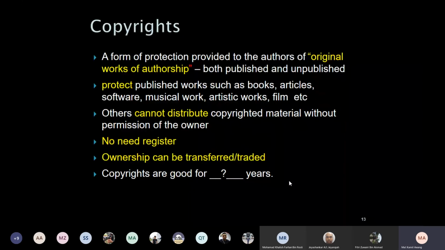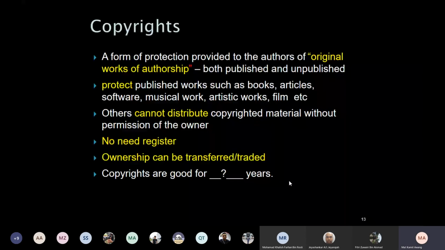And copyrights are good for how many years? Try to find how many years. Of course, it's longer than the patent. Patent just now we mentioned about 20 years, 20 or 25 years, somewhere like that. This slide is an old slide, so maybe some of the information, the numbers, are outdated. Right? What I'll do is maybe update the information, because the last session was about 2 years ago. Actually, I update these slides. Right?